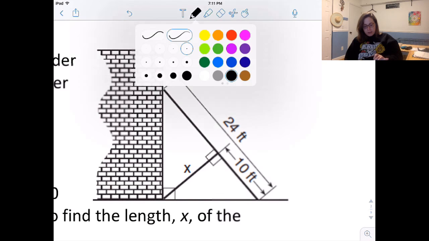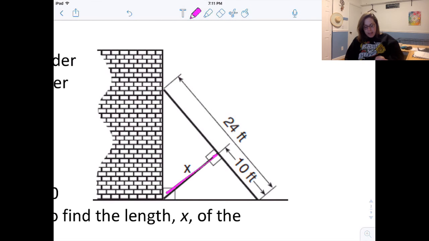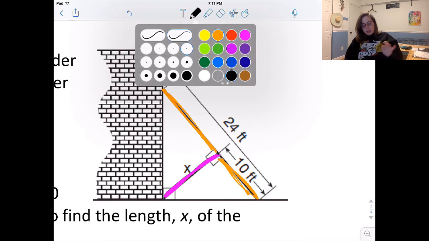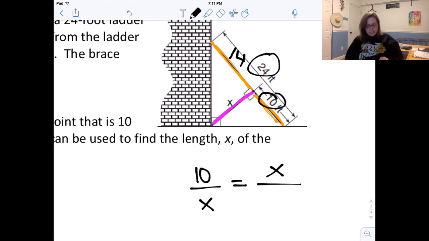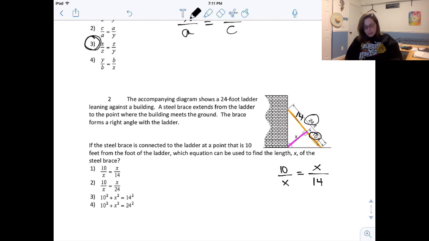So I'm going to do some color coding here. First thing I'm going to do is do the altitude its own color. That's what I want to find. And the other 2 pieces should be this piece and that piece. So setting up this proportion, the one that's its own color is the one that repeats. And then what are the other 2 pieces? Well, this one is 10. And since this whole length is 24, this one has to be 14. So that's the equation that I'm looking for. And that is numero uno, number 1.